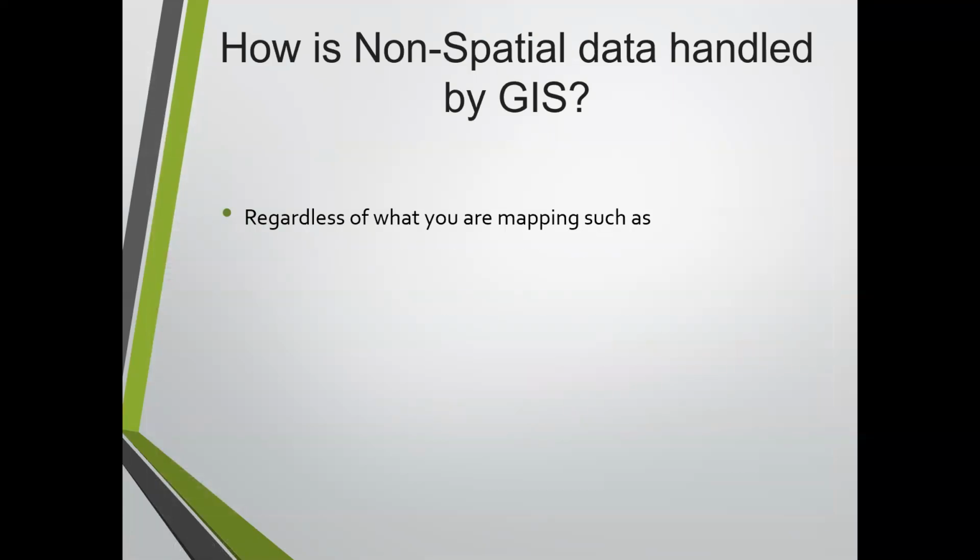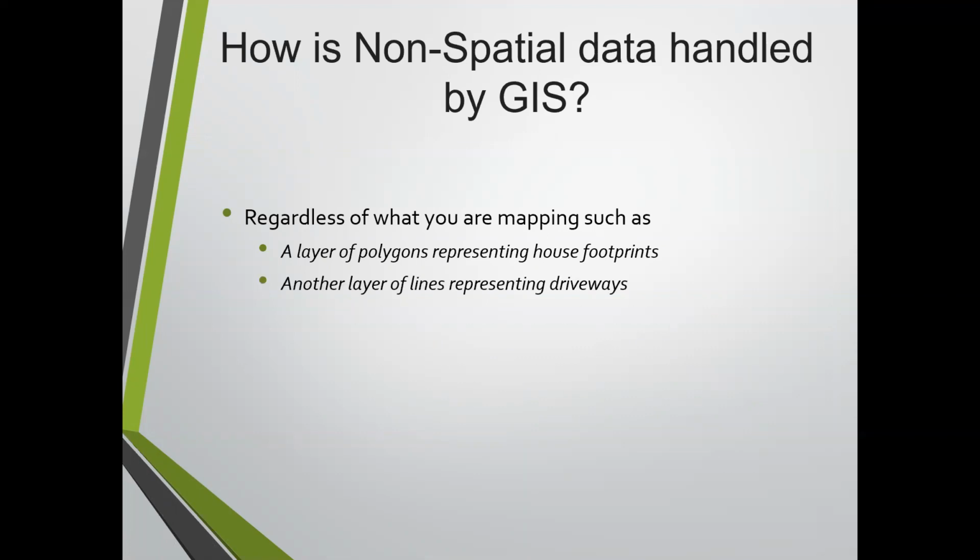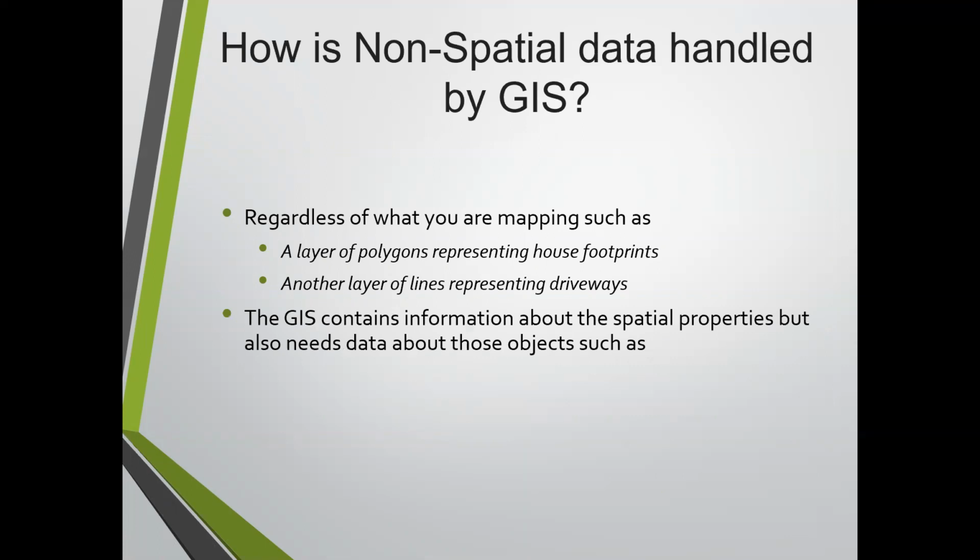Okay, so regardless of what you're mapping, you could have a layer of polygons that represent house footprints, another layer that represents highways or driveways, whatever. Your GIS contains information about the spatial properties, but it's also going to need other types of data, okay? So if you have, let's say, a subdivision where you've developed footprints of each structure within that subdivision, and maybe one that represents driveways, that's all good and well. You've got good spatial data, you've got good latitude, longitude, or whatever system you're in, but you also need other things.